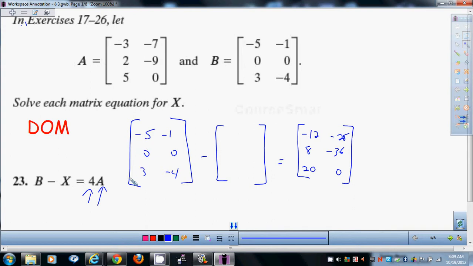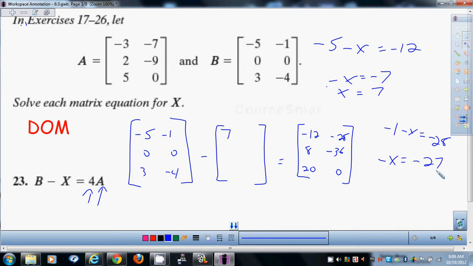Now, math time. Negative 5 minus what equals negative 12? Add the 5, divide by negative 1, and what is it? 7. So 7 goes here. X is a matrix, not just a number, so you're going to have to solve for every missing spot here, and you're going to do it the same way. Negative 1 minus what equals negative 28? Add the 1. Divide by negative 1. 27.